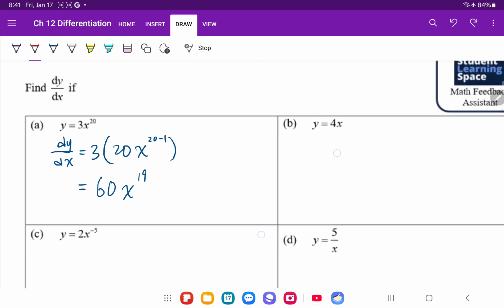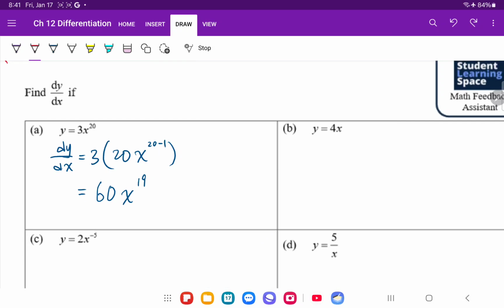Now let's go to part B. Now part B is something that I told you to memorize last lesson. But anyway, if you've forgotten, the result is dy/dx equals 4. Now why 4? Where is the working?